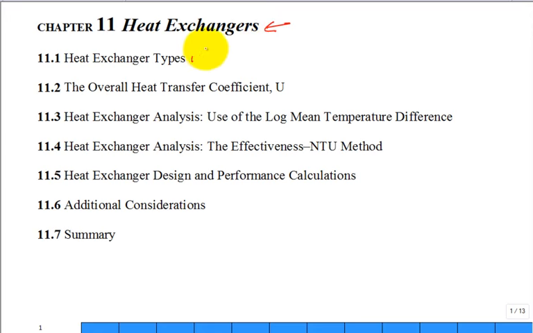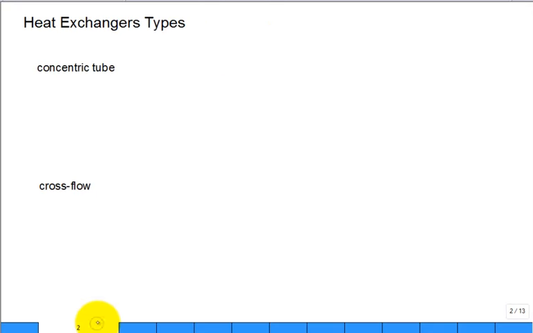We'll talk about types of heat exchangers. Won't cover them all, just introduce you to a few types. Talk about the overall heat transfer coefficient U, and maybe if we get into the log mean temperature difference, we'll get there today. So a concentric tube is just what it sounds like.